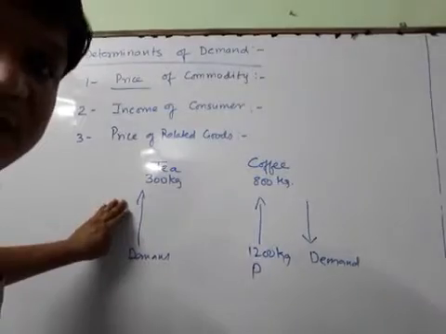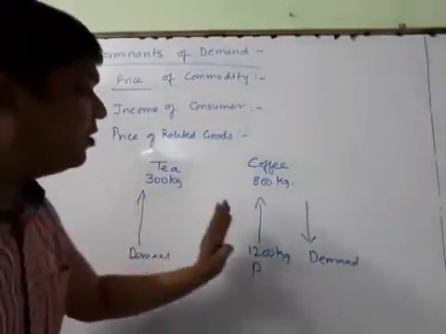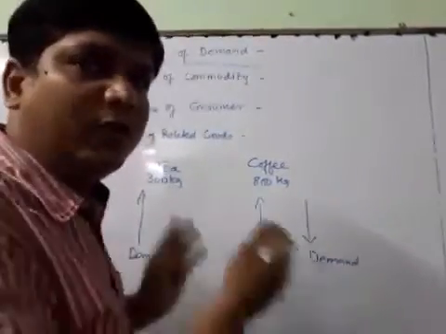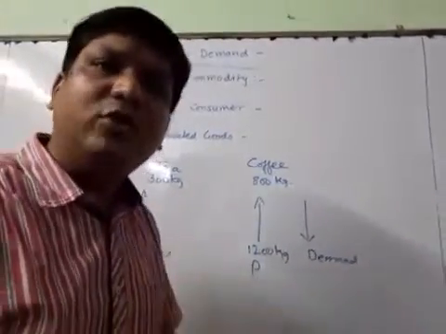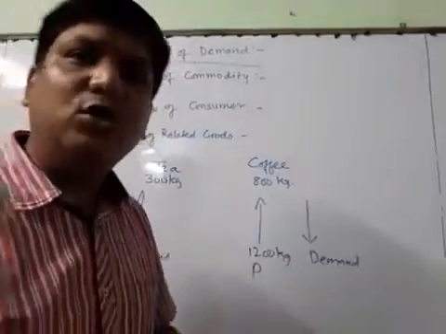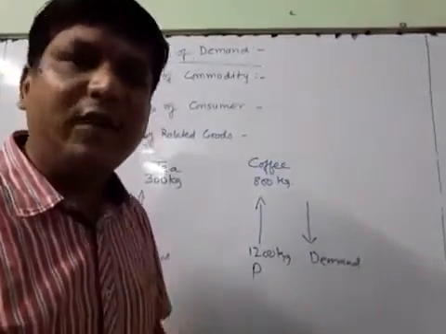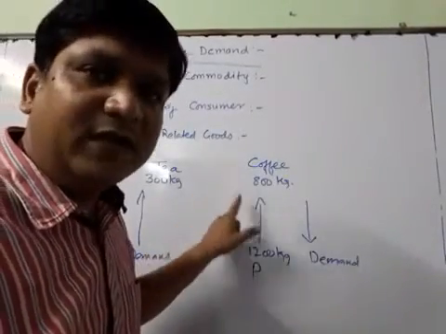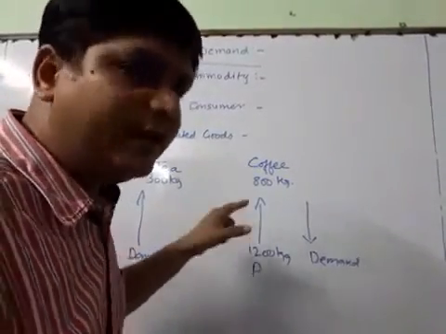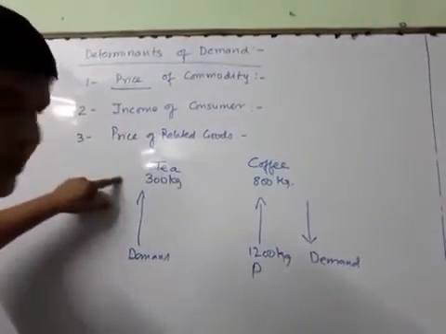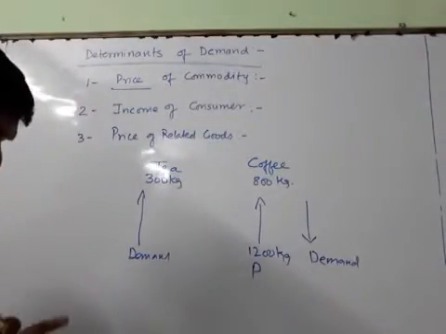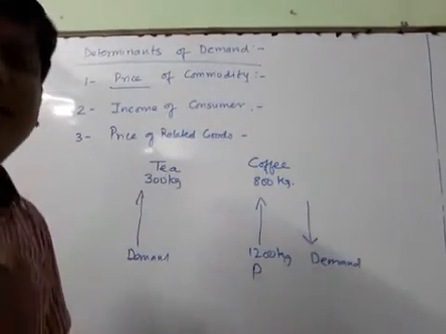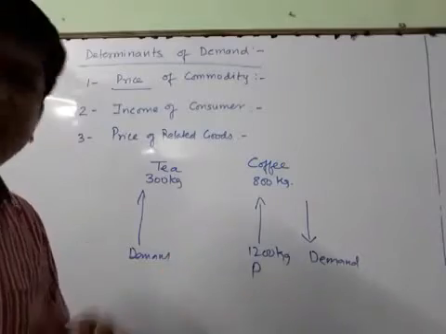Why is the demand of tea increasing? Because those who were the consumers of coffee, now they switch over to tea. Why do they switch over to tea? Because now it is difficult to afford coffee. Why is it difficult? Because the price of coffee has increased. That is why they switch over to tea, and the result is an increase in the demand of tea. So as the price of related goods increases or decreases, it also affects demand.